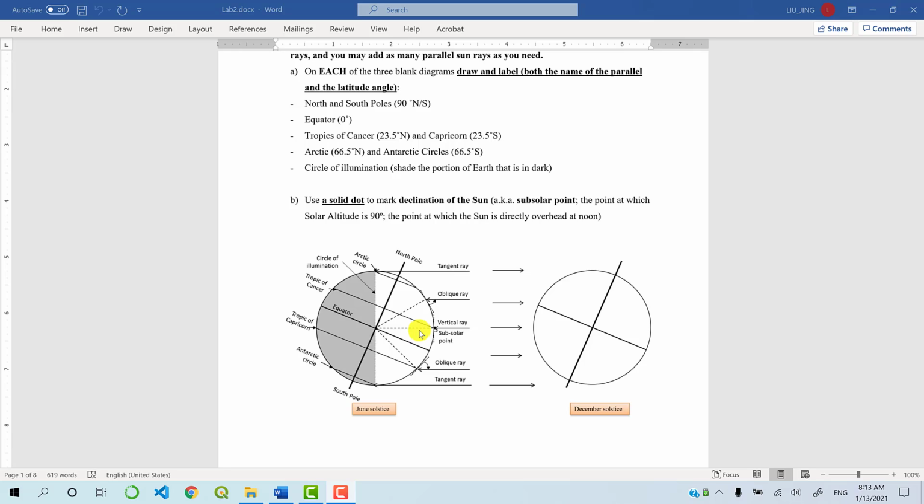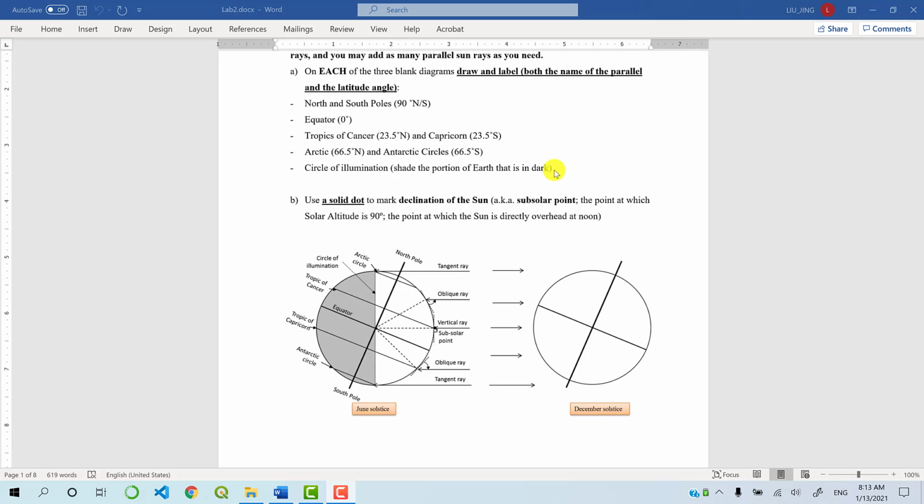So you can see here, North Pole, South Pole, you labeled it. Equator, you labeled it on your blank diagram where it is. And those circles. And the last thing may be a little bit challenging, that is the circle of illumination. In our study guide, you have a video to show you what the circle of illumination is.